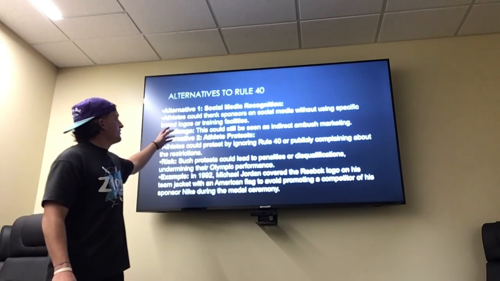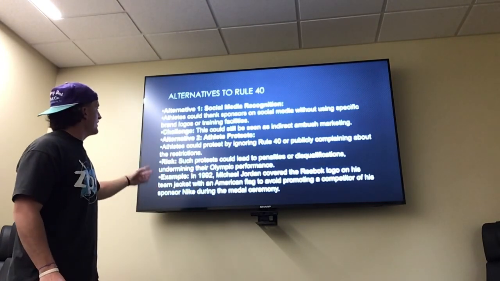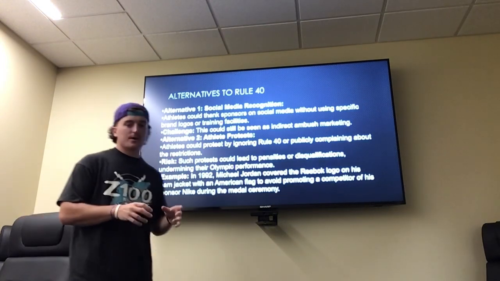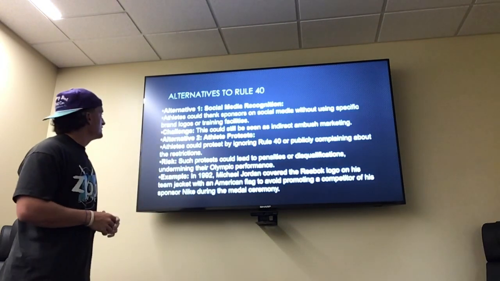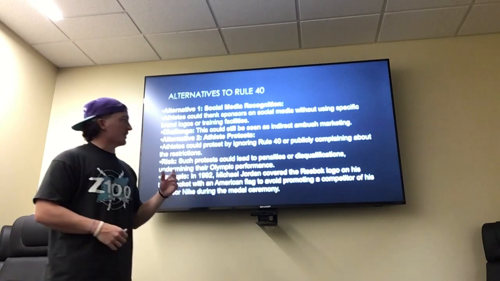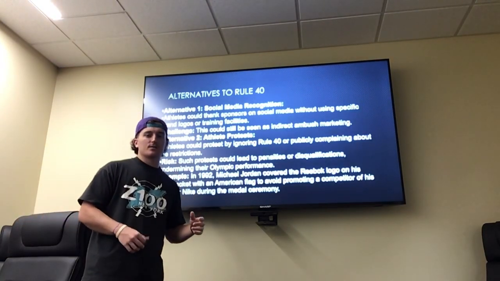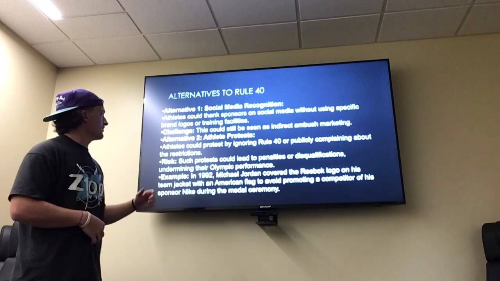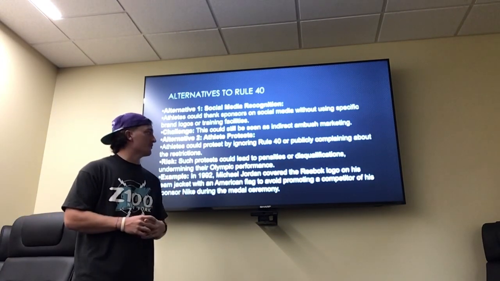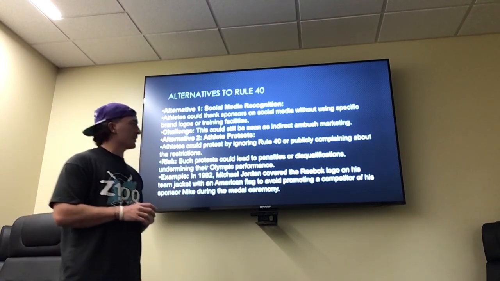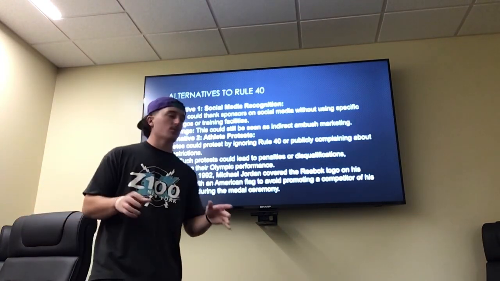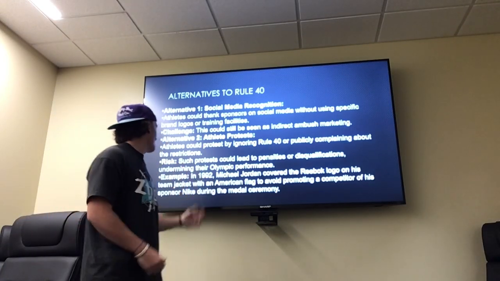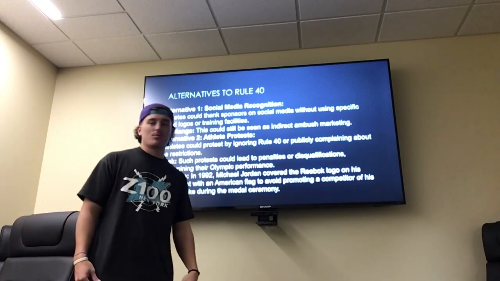There are some alternatives when it comes to Rule 40. Alternative 1 is that athletes could thank sponsors on social media without using specific brand logos or names. The challenge is this could still be seen as indirect ambush marketing, as a brand could repost it. Another alternative is protest. Athletes could protest by ignoring Rule 40 or publicly complaining about the rule in general. Another risk is it could lead to penalties or disqualifications, undermining Olympic performances.